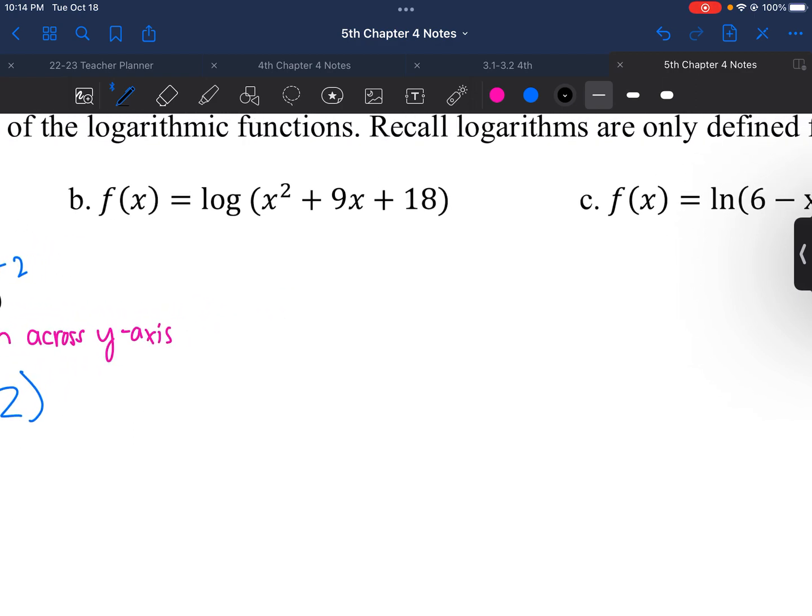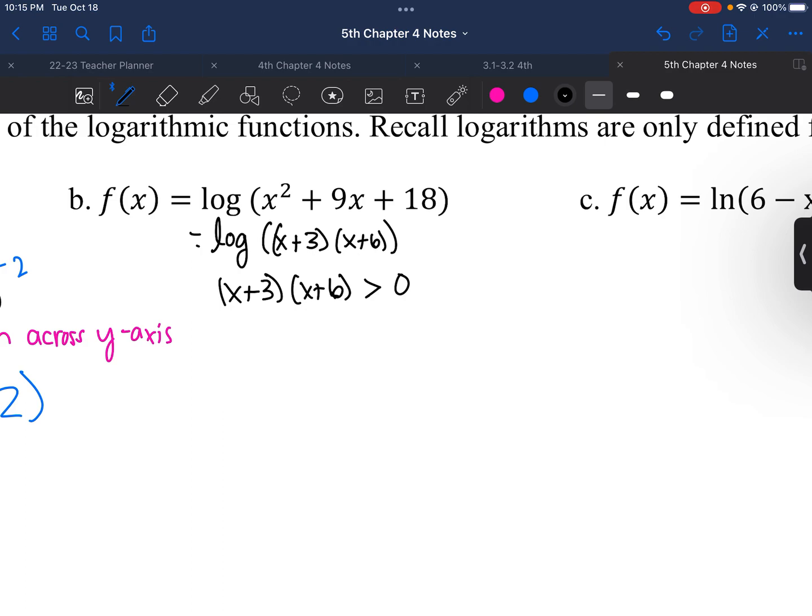All right. For B, we have this. The first thing I would do here is factor. So this is going to be the log of x squared, let's see, that would be x plus 3 times x plus 6. And again, we need this inside to be greater than 0.